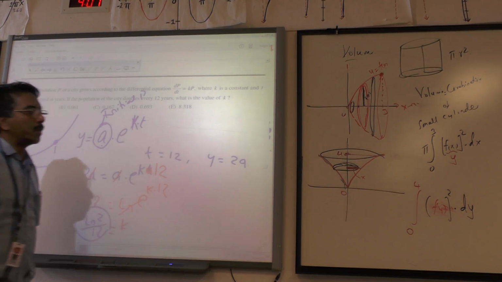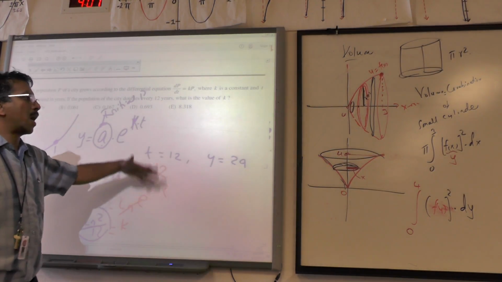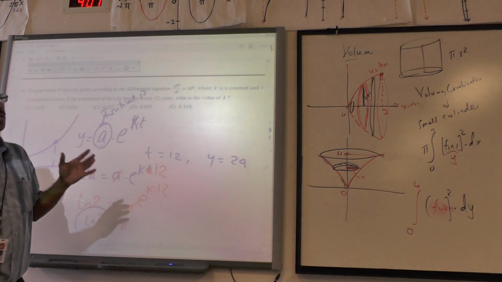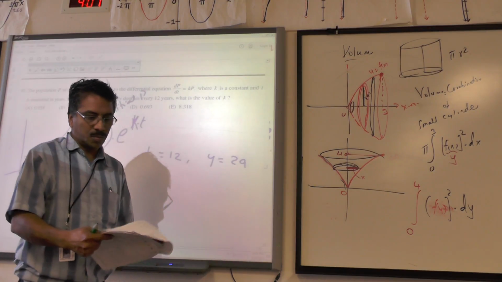So that also could be used, but I just showed you the other one because you need to know how it works, how to solve differential equations. Turn the page. We have two more, and I'm going home.